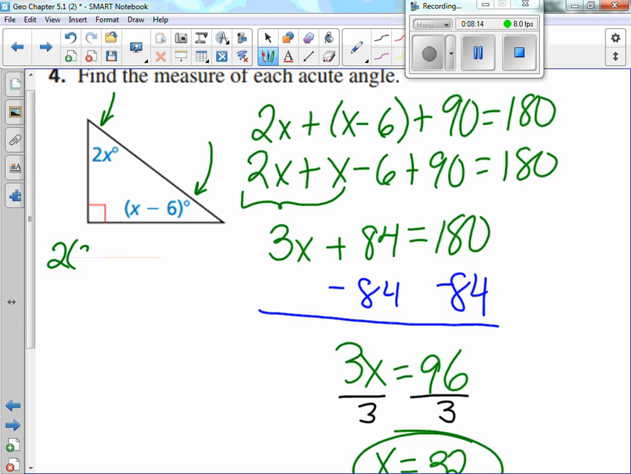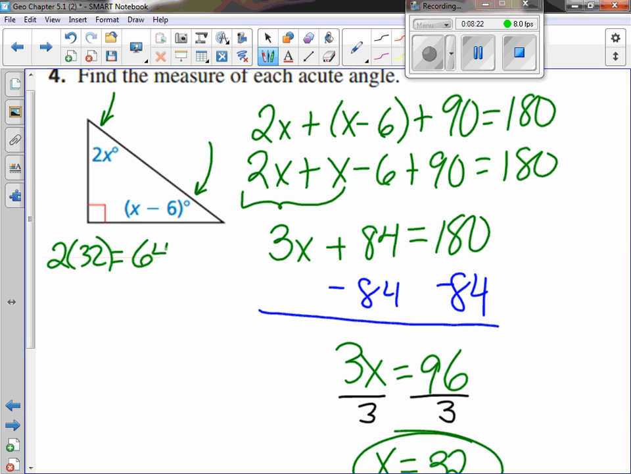We have to do 2 times 32. 2 times 32 would be 64, so this angle up here is 64 degrees. The other one we have to do is 32 minus 6. 32 minus 6 would give us 26. So the other angle is 26 degrees. So our two angles are 64 degrees and 26 degrees.